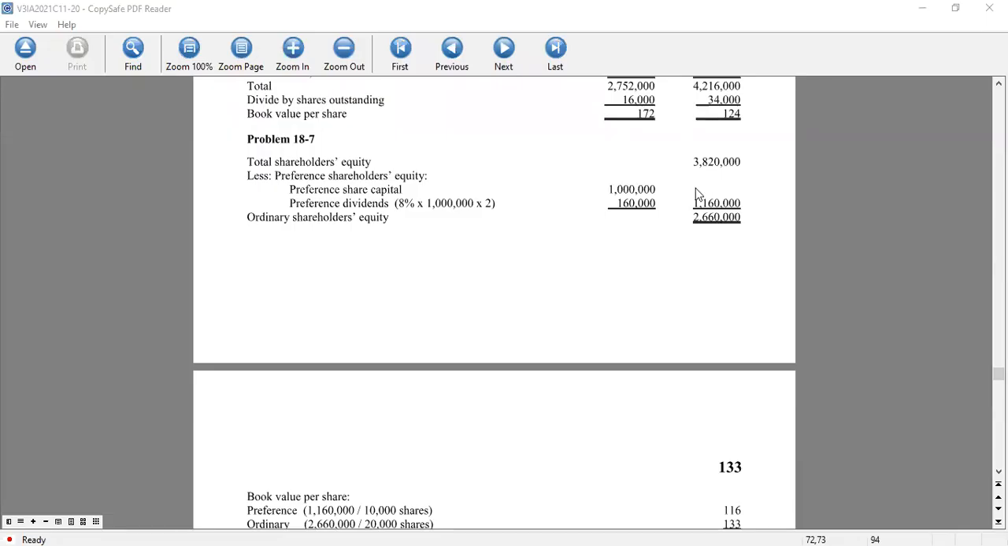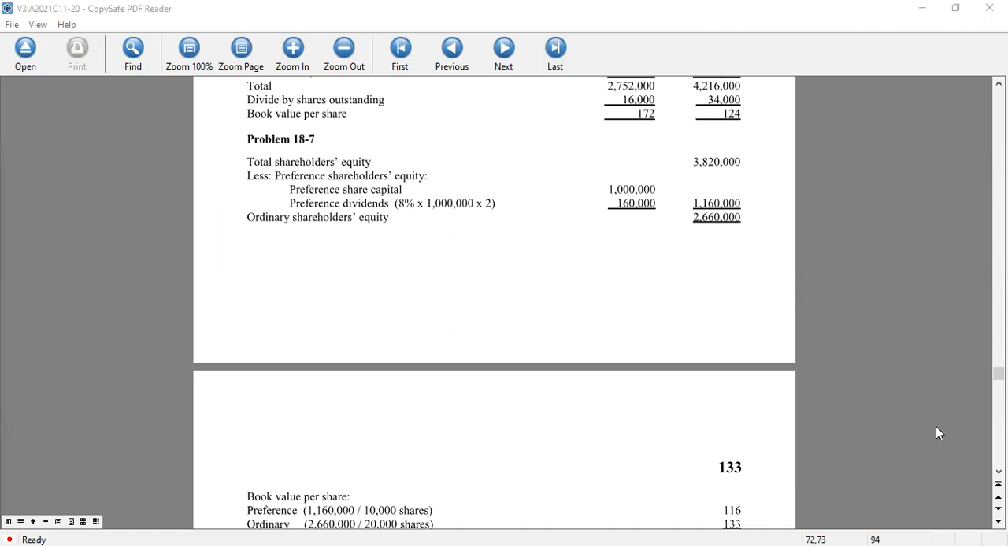Okay, now we begin with 18.7. The requirement is to compute for the book value per preference share and per ordinary share on December 31, 2021. The authorized capital of 20,000 shares, 100 par, 8% cumulative preference shares, and 40,000 ordinary shares with 100 par value.